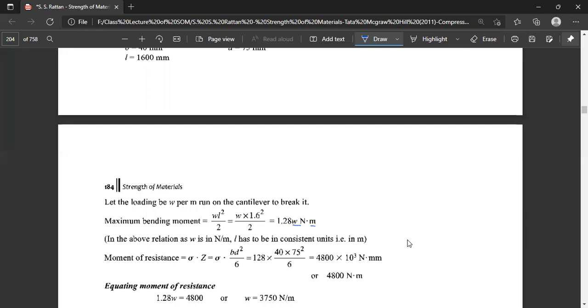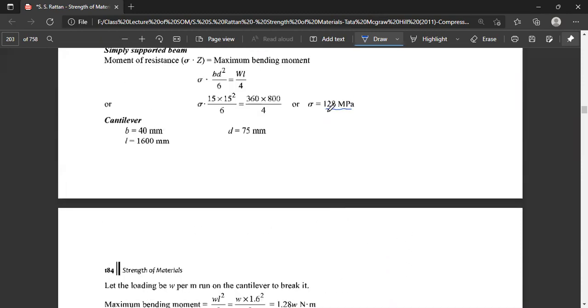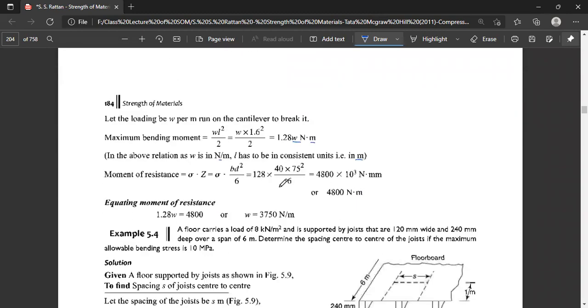In the above relation, W is in Newton per meter, and L will be in consistent unit, that is, meter. The moment of resistance is the same, sigma into Z, which is equal to sigma multiplied by BT square by 6, which I put here as 120. Sigma is 128. We have already calculated the maximum bending moment which we can carry by this beam.